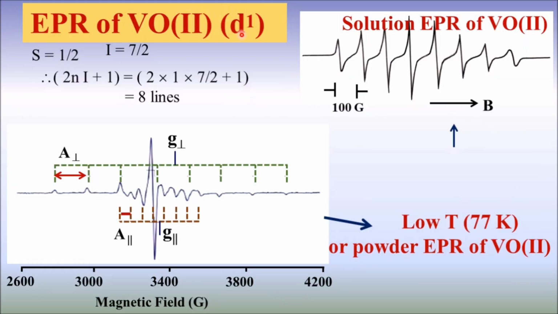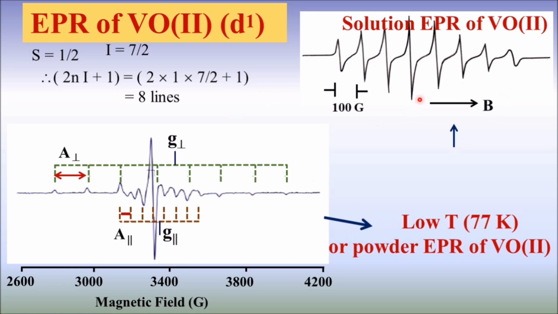EPR spectra of the vanadyl ion, it is a d1 species. The I value for vanadium is 7/2. Therefore, the unpaired electron couples with the vanadium nucleus to give 8 lines. The solution EPR of vanadyl at room temperature gives 8 lines as shown here.